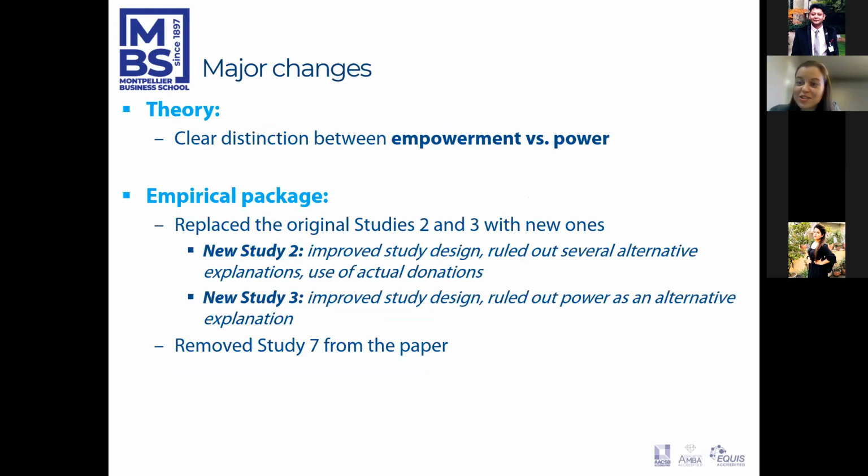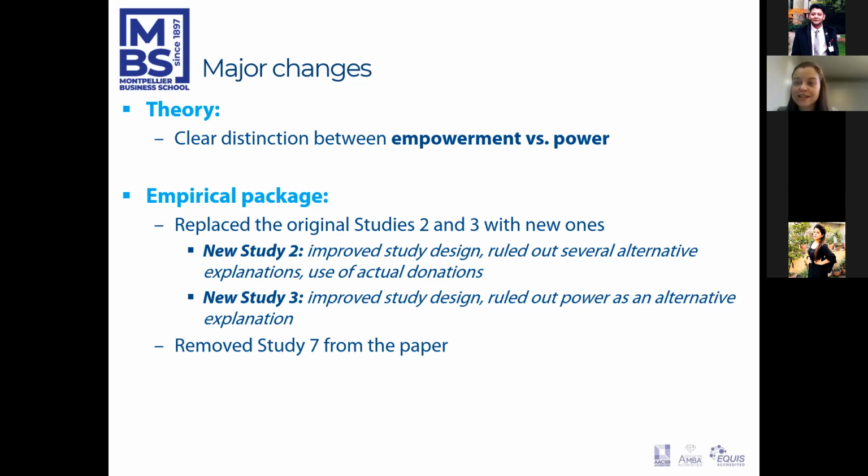What were some of the major changes we had to do in the paper? Again, that might be of interest to the academics among you. So the major changes that were asked to be made by the review team was to make a very clear distinction in the paper between empowerment versus power. So we had to really conceptually and theoretically distinguish between those two concepts, which do not exactly refer to the same thing. And if you read the paper, you will see that empowerment is a dynamic motivational process versus power, which is like a static state, which in and by itself may not be motivational.